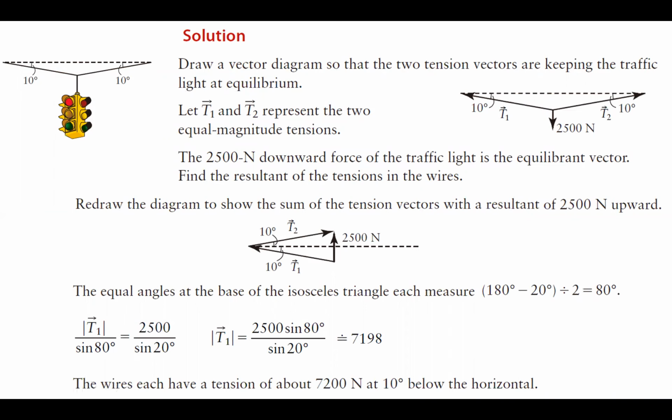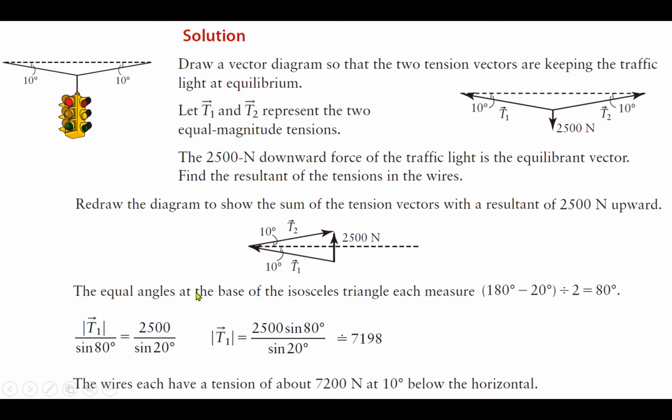Then we let T1 and T2, the two vectors, represent the two equal magnitude tensions. We know the 2500 Newton downward force of the traffic light is an equilibrium vector. So find the resultant of these tensions in the wires. We redraw the diagram to show the sum of the tension vectors with the resultant of 2500 Newton upward, like shown here in this diagram.